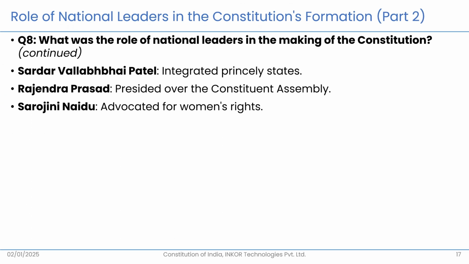Other national leaders also contributed significantly to the making of the constitution. Sardar Vallabhbhai Patel played a crucial role in integrating 562 princely states into the Indian Union, ensuring national unity. Dr. Rajendra Prasad, as the President of the Constituent Assembly, led debates and discussions, ensuring a balanced and inclusive constitution. Sarojini Naidu, a prominent freedom fighter, strongly advocated for women's rights and equal representation in governance. The collective efforts of these leaders ensured that the Indian constitution reflected the principles of democracy, justice, and equality for all citizens.